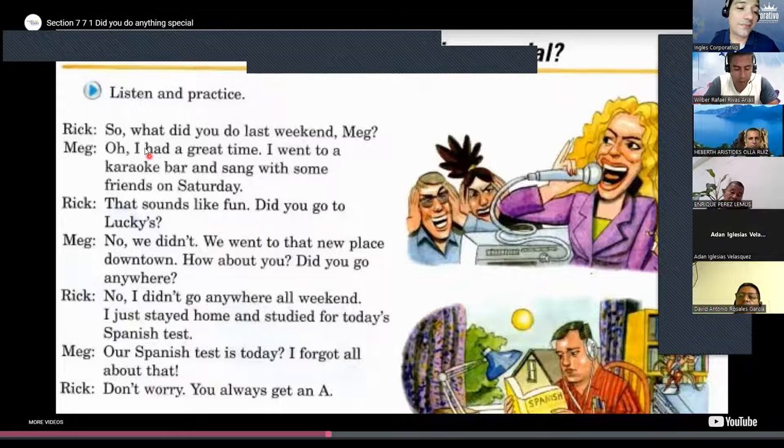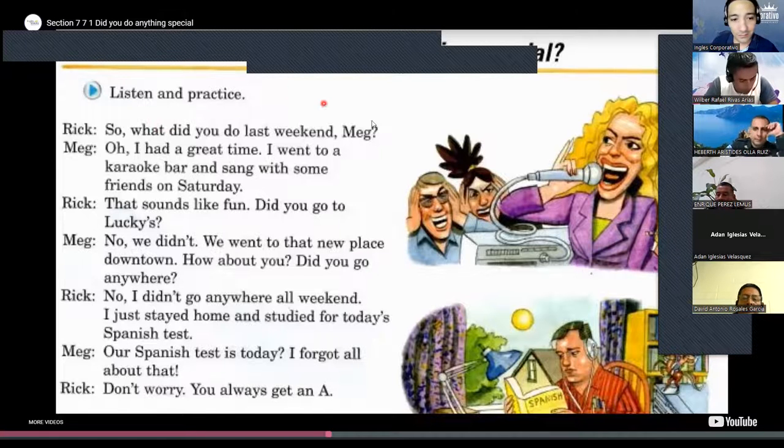One more time. So what did you do last weekend, Meg? Oh, I had a great time. I went to a karaoke bar and sang with some friends on Saturday. That sounds like fun. Did you go to Lucky's? No, we didn't. We went to that new place downtown. How about you? Did you go anywhere? No, I didn't go anywhere all weekend. I just stayed home and studied for today's Spanish test. Our Spanish test is today? I forgot all about that. Don't worry, you always get an A.